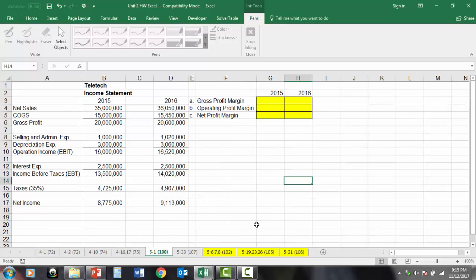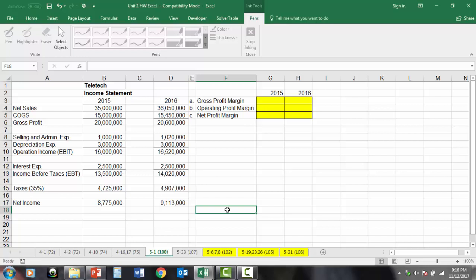Okay, moving right along. Problem 5.1 gives us a 2015 income statement for Teletech Company. And I've copied that over for 2015. And then what I did, just again to allow me to show you with this one and then allow you to practice, actually I've made up some numbers for 2016. I just applied some growth rates, and then I'll do it for 2016, and you can go back and do it for 2015, which is the one the book has. It wants us to calculate gross profit margin, operating profit margin, and net profit margin.